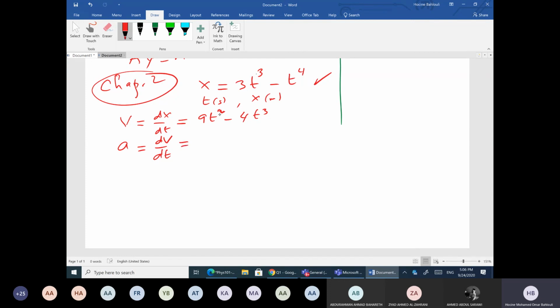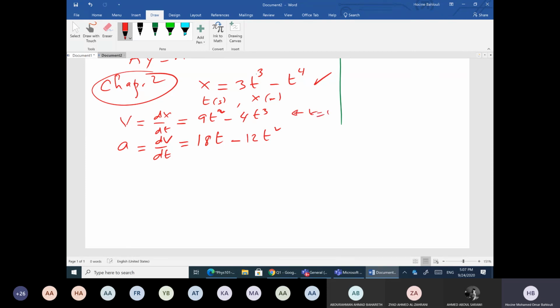The acceleration is the derivative of the velocity, meaning take the derivative again of the expression above. So t square gives 2t, so it will be 18t, minus 3 times 4, that will be 12 t square. As you can see, the acceleration is not constant here. This is a motion which has no constant acceleration. I'm not using any constant acceleration formula. It is impossible to use them here.